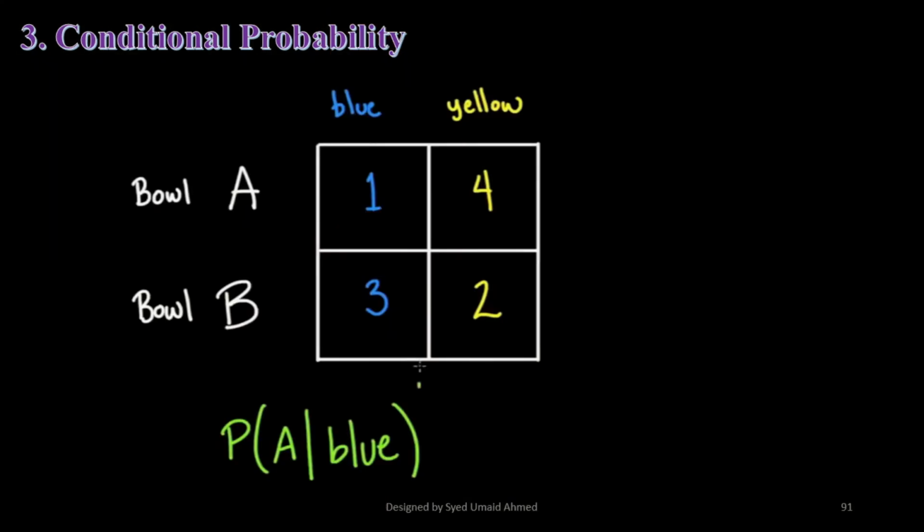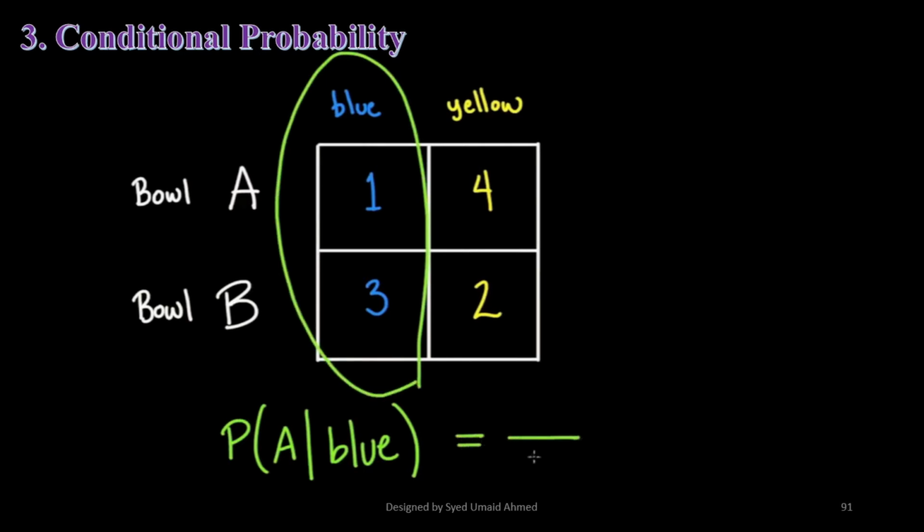Going back to the table, because we are dealing with the condition that the marble is blue, the sample space is restricted to the 4 blue marbles. Of these 4 blue marbles, 1 is in bowl A, and each is equally likely to be drawn. Thus, the conditional probability is 1 out of 4.